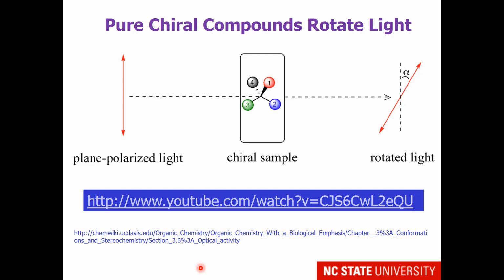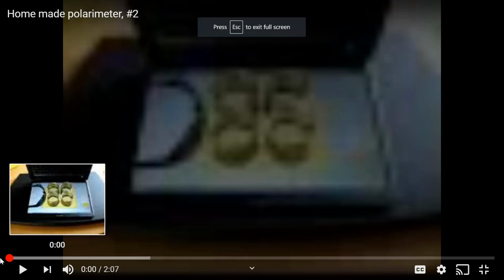Would you imagine that sugar could actually be a chiral compound? So the setup for this video is that they have the sugar solutions on a laptop screen, which is typically polarized at, I believe, 45 degrees, and a pair of sunglasses in front of the camera. And they're going to rotate the solutions. So let's go take a look at chiral solutions of sugar.